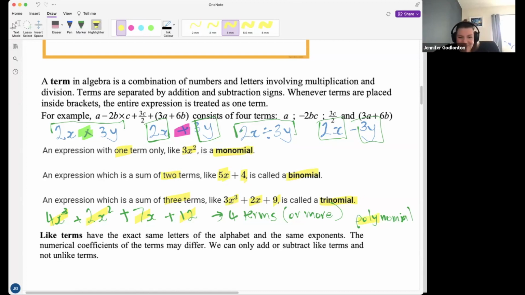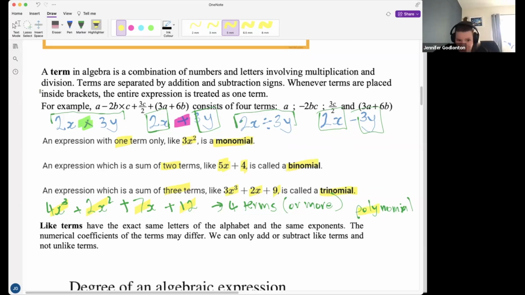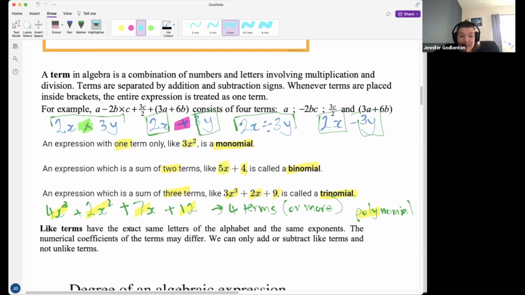All right. Glorious. Next thing we're going to talk about with terms is if we have like terms. This is a very important concept. Like terms have the exact same letters and the same exponents, and we are only allowed to plus or minus terms that are exactly the same.